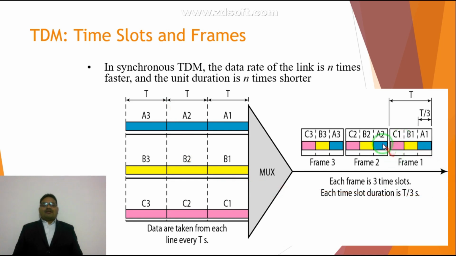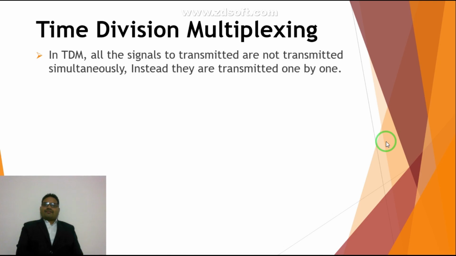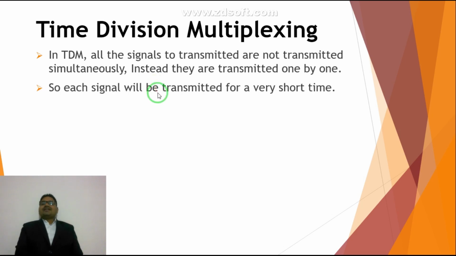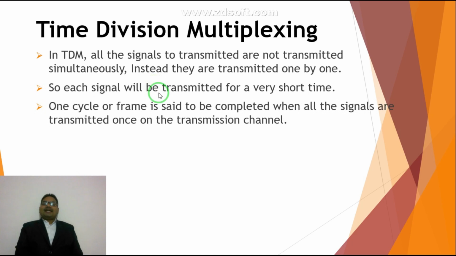So similarly, you have made frame 2 and frame 3. So frame-wise, this data is to be transmitted. What I explained is that in TDM, all the signals to be transmitted are not transmitted simultaneously. Instead, they are transmitted one by one. Each signal is transmitted for a very short time, and one cycle or a frame is said to be completed when all the signals are transmitted once on this transmission channel.